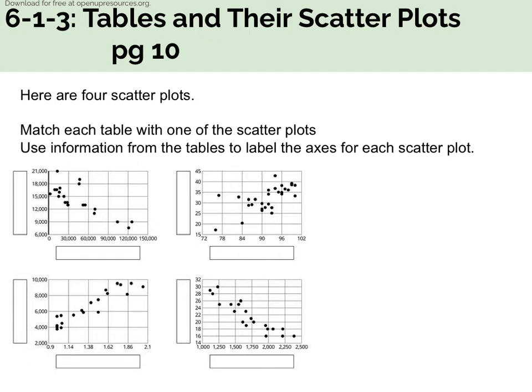On page 10, we have 4 different graphs. We have the points that are on there. In a second, I'm going to show you 4 different tables. You're going to have to be looking at your workbook to do this. You are going to match the table with the graph, and you're going to make that decision. You're going to give the graph a title. You're also going to label the X and Y axis of that graph.